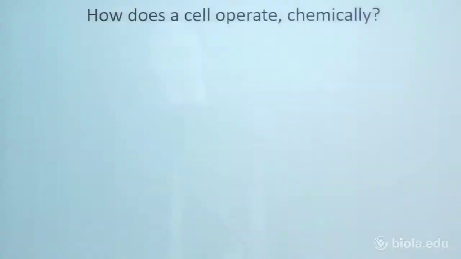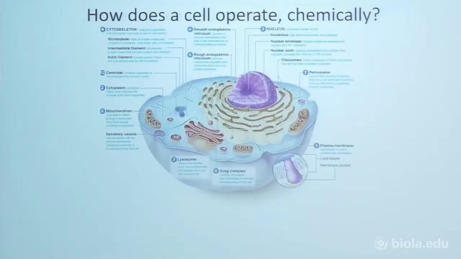Well, how does a cell operate chemically? Well, this is a cell. It's utterly amazing. A cell is a machine. It is a factory. How do you get materials in a factory from point A to point B? You have these overhead automatic scaffolds that pick stuff up and deliver it. This is what a cell is, a factory.